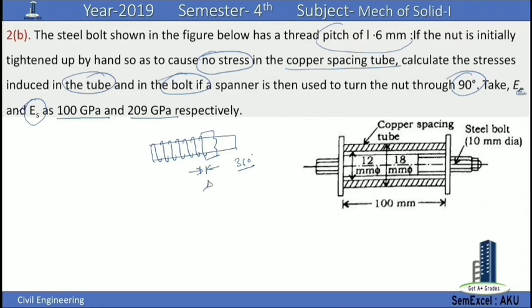Now first we will understand the problem. I am drawing that problem in 3D view so that you can understand easily. We have a copper tube. This is a copper tube, and inside that copper tube we have a steel rod like this.